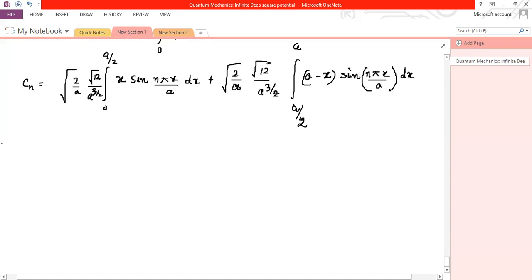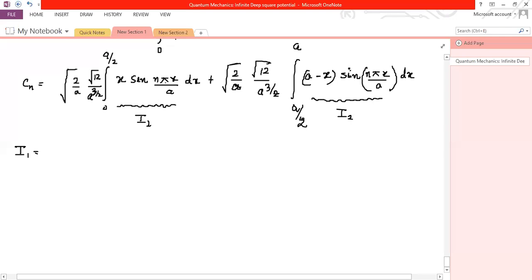So again, in order to find the Cn, you will have to integrate it by parts. And let us try to do this. I mean, this is a long integral. So I'll call this I1 and this I2. I'll find I1 and I2 separately and utilize the values here. Okay.